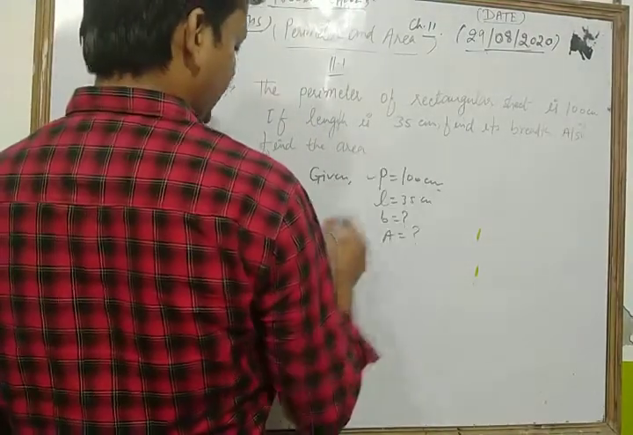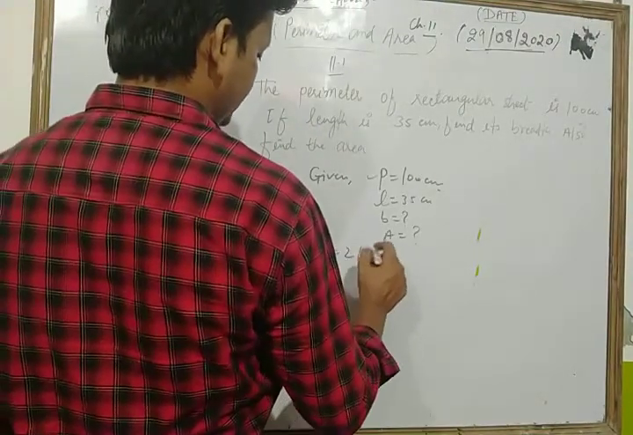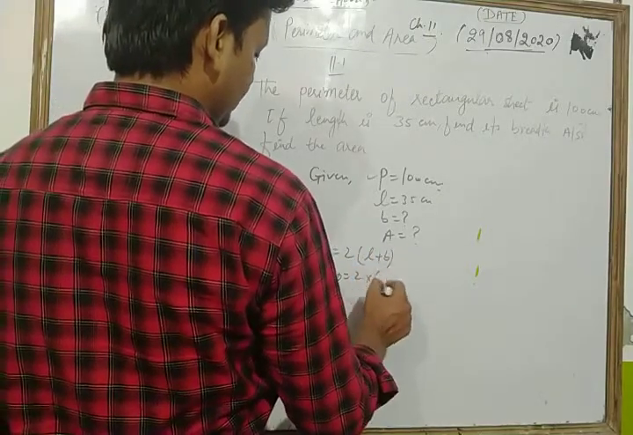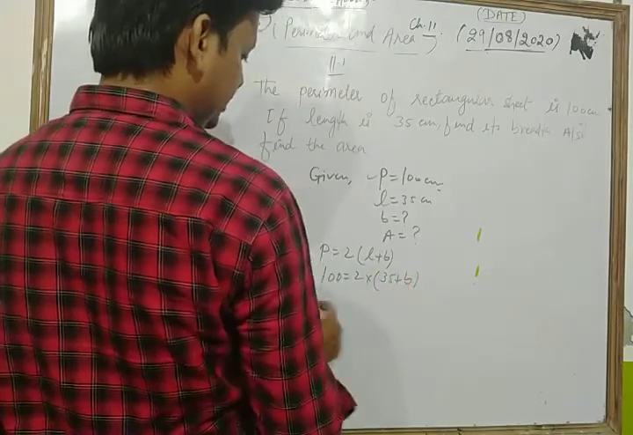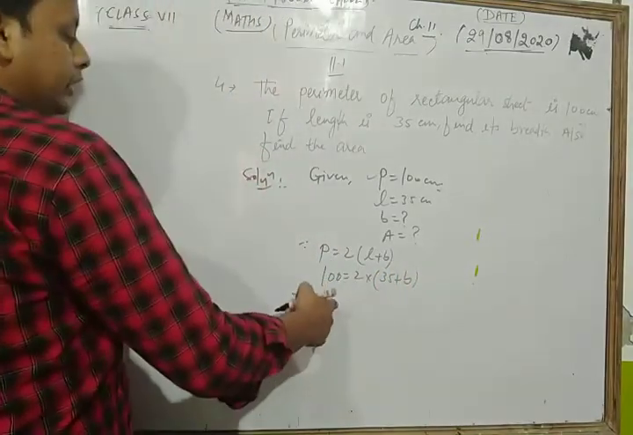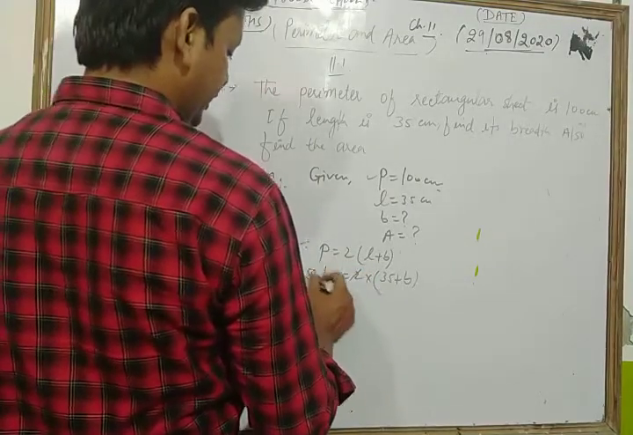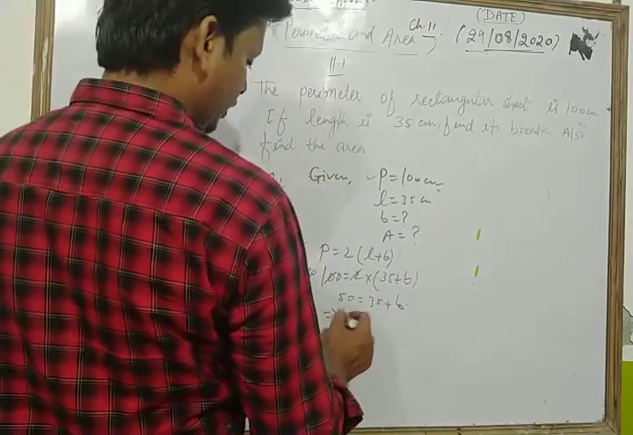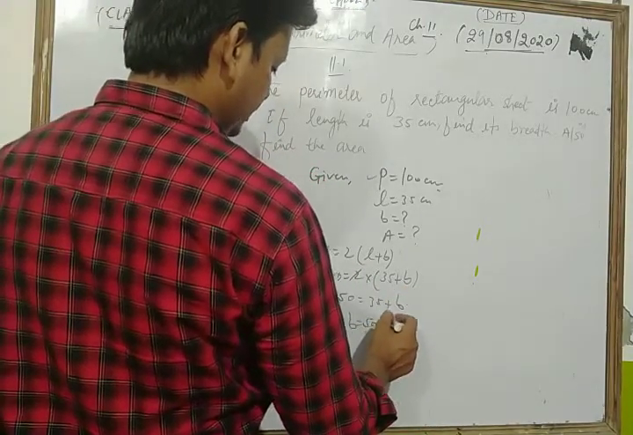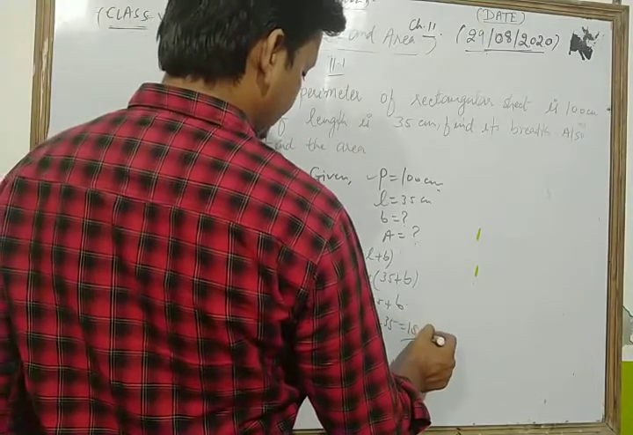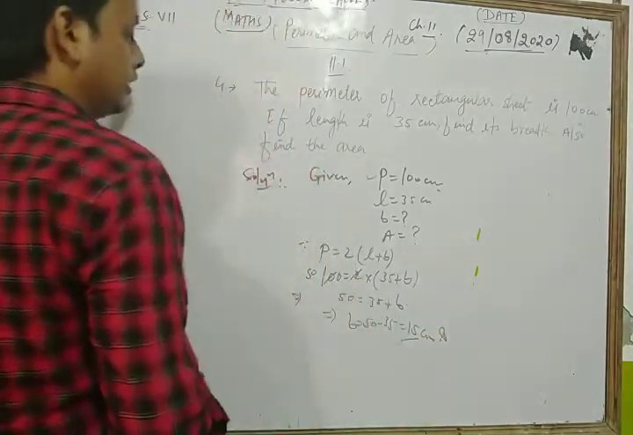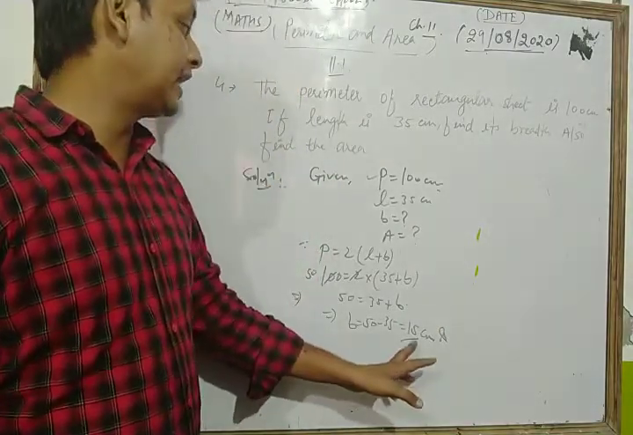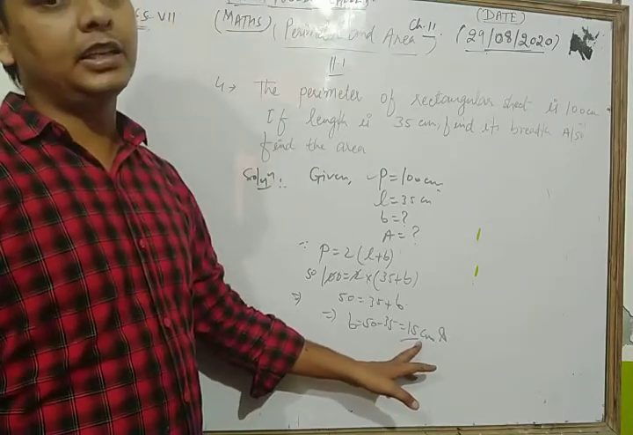First we apply the formula for perimeter. Since we know that the perimeter of a rectangular sheet is 2 into (L plus B), we put the value of P as 100 is equal to 2 into (35 plus B). So we write 100 divided by 2, we get 50. So 50 is equal to 35 plus B. So the value of B is 50 minus 35, which is 15 centimeters. So this is one answer: the breadth of this rectangular sheet is 15 centimeter.